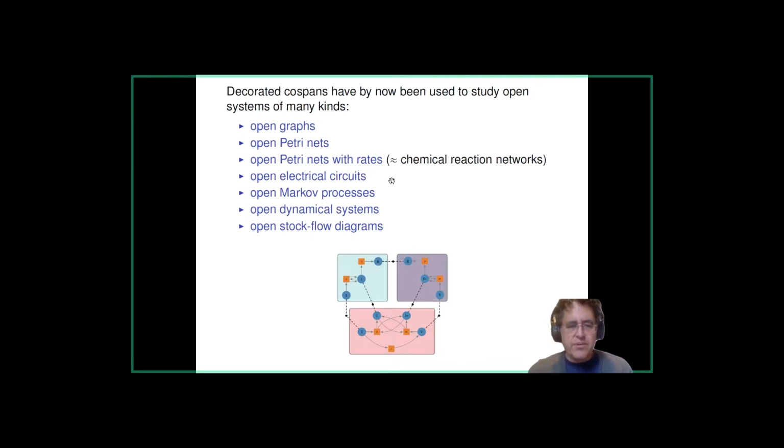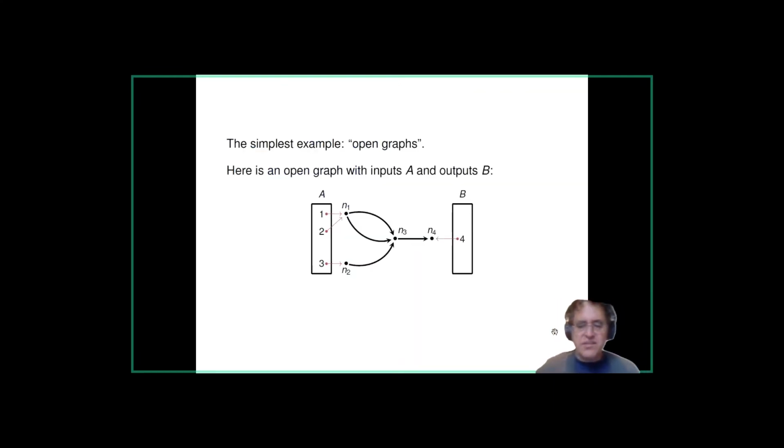There are open electrical circuits. There are open Markov processes that have been studied. There are open dynamical systems, which I will talk about a little bit, and open StockFlow diagrams, which I will also explain and talk about. So each of these blue things is a link to a paper which has used decorated Cospans to study some type of open system. But I want to start out with an example to make it more concrete, and I'll do the simplest one that I said was open graphs.